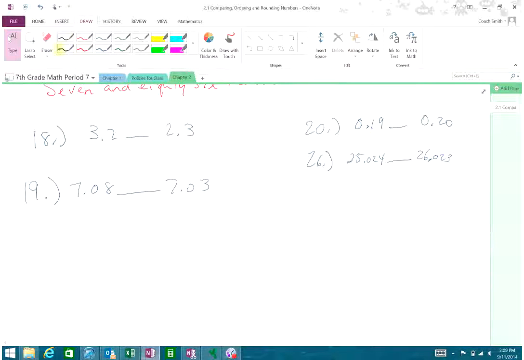Remember that your two signs are "is less than" and "is greater than." So on number 18, Tristan, what goes in the blank? The less than or the greater than sign? Greater than.